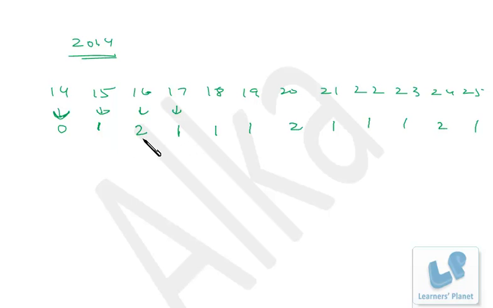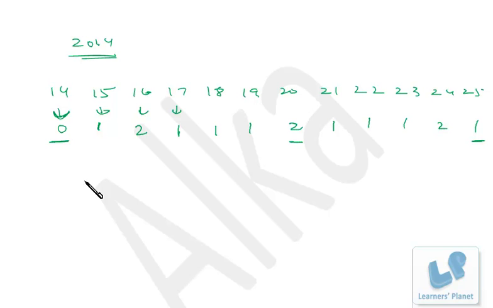So 1, 2, 3, 4, 5, 6, 7, 8. No 0 has been obtained yet. Then 8, 9, 10, 11, 12, 13, and 14. That means we are getting 14 over here. That means 0 odd days. So calendar of 2014 can be reused only in year 2025. Okay, it's as simple as that.